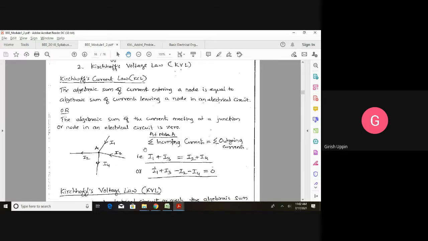At node A, this is sigma, that is, the sum of incoming currents is equal to the sum of outgoing currents. In this example, what are the incoming currents? I1 and I3. I1 plus I3 is equal to I2 plus I4. Or if you take this to the other side, I1 plus I3 minus I2 minus I4 is equal to 0, which is the same as this statement.